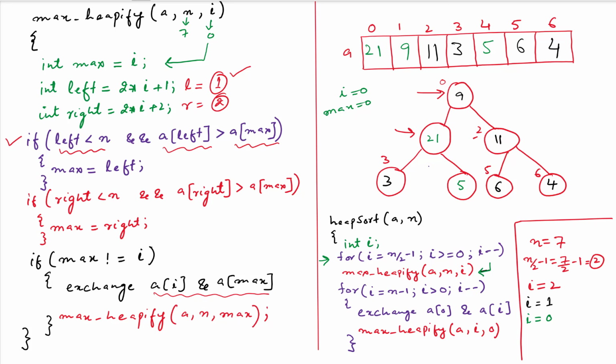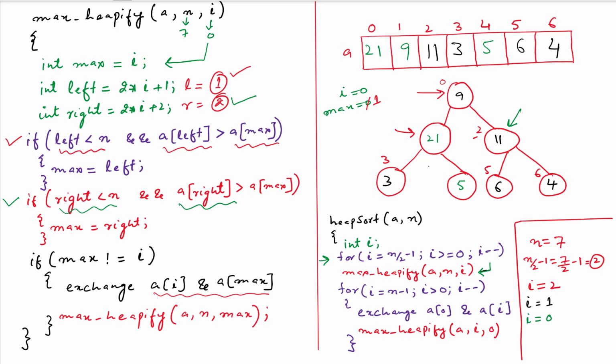Okay, then max equal to left, so max will have value 1, max will be updated as 1. Fine, then we will check the next condition, that is if right is less than n. Yes, right has value 2 and it is less than n, and a of right is greater than a of max. A of right means a of 2, that is this 11.